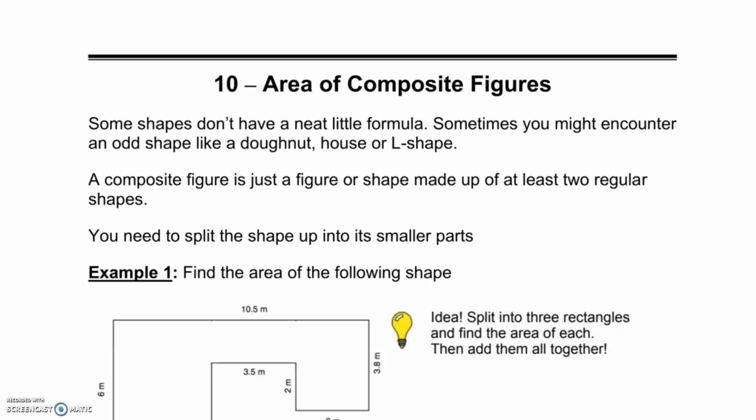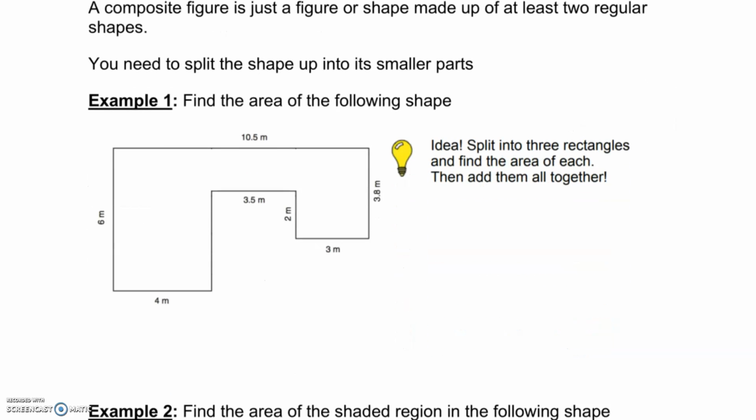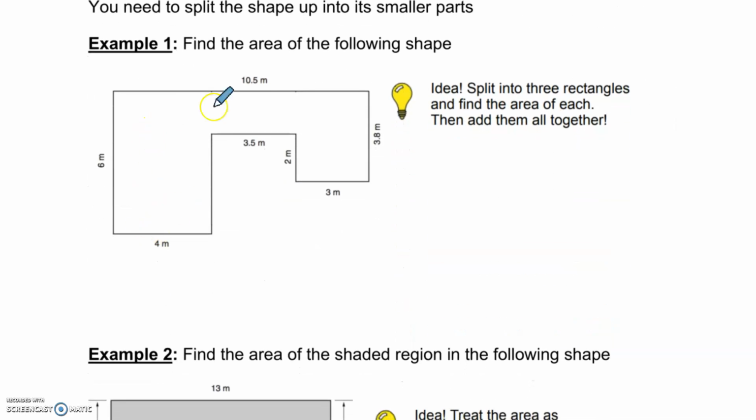Let's take a look at the first example. So we have here a composite figure, and what we need to do is split it into three rectangles and find the area of each, then add them all together. Now I could split this up a couple different ways. I'm going to choose to take this line and extend it across, and this line and extend it across. And so what results is three rectangles, and we're going to label them Area 1, Area 2, and Area 3.